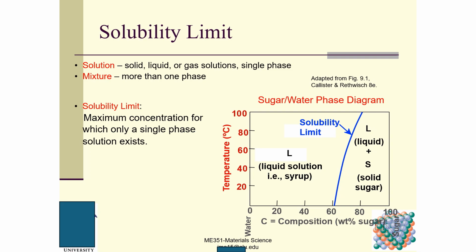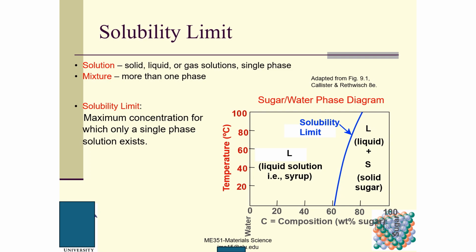For this diagram, you can see the abscissa is the composition, the carbon weight percentage. This is called composition. For this one, we use sugar. The solute is the sugar, the solvent is the water, and the solution is the sugar water. And here is the temperature. So it is liquid, and this is liquid plus solid sugar.